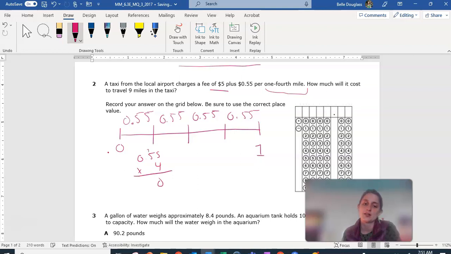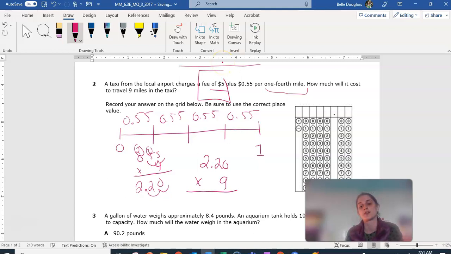5 times 4 is 20. 5 times 4 is 20 plus 2. 4 times 0 is 0 plus 2 is 2. 1, 2 spaces, 1, 2 spaces. So it costs $2.20 a mile. You went 9 miles. So you're going to do $2.20 times 9. Get your answer, but then don't forget to add your fee of $5.